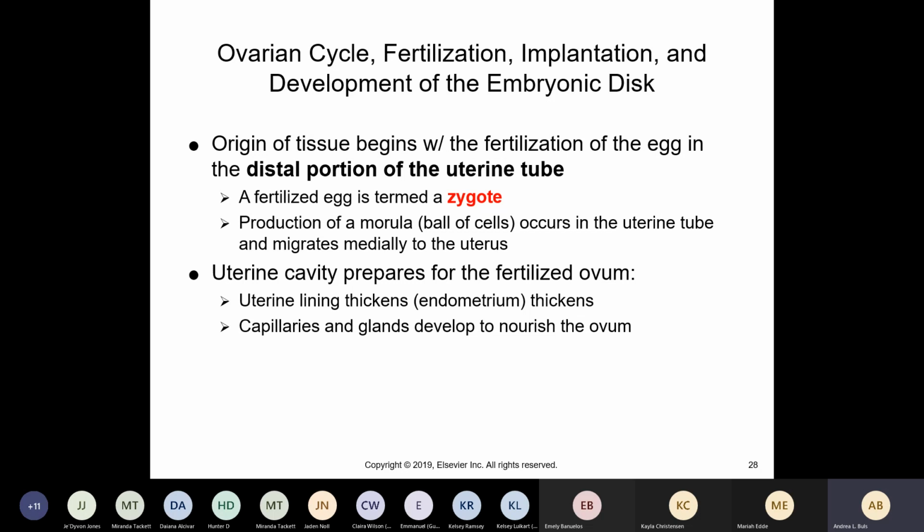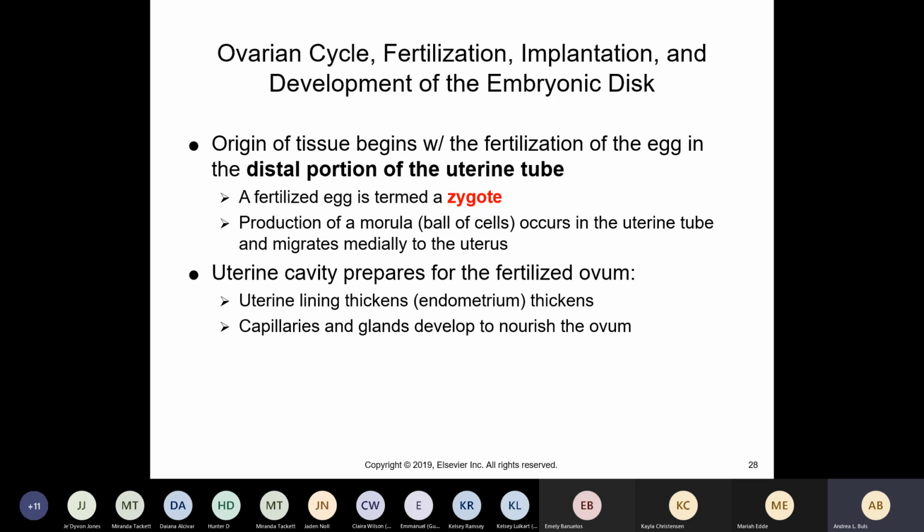The ovarian cycle, fertilization, implantation, and development of the disc is kind of what we're talking about here. So the origin of tissues, like I said, begins with the fertilization of the egg in that distal portion of the uterine tube. The fertilized egg at that point is termed a zygote. The production of a morula, or that ball of cells, I think of this ball like snowballing as it's rolling through the fallopian tube. The cells are multiplying. And then when it comes into contact with the uterus and implants, it's a blastocyst.